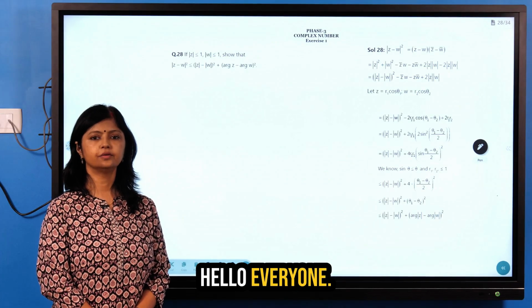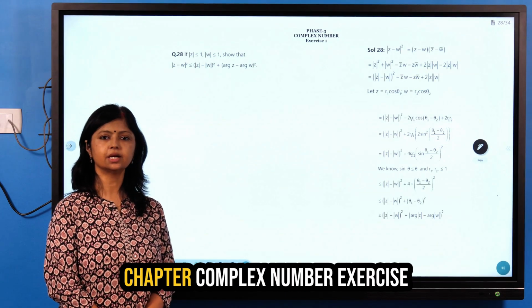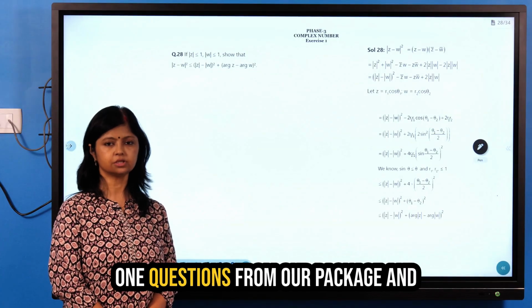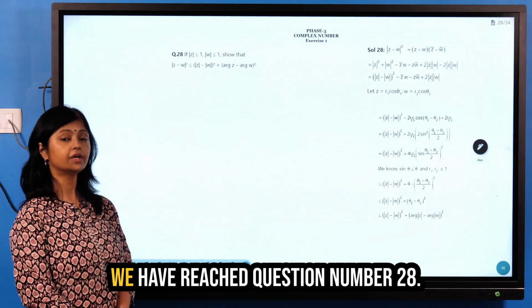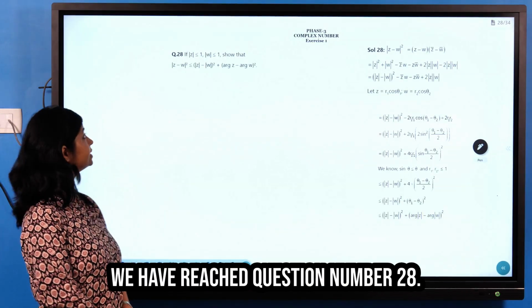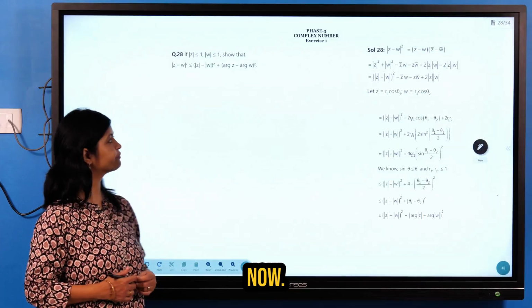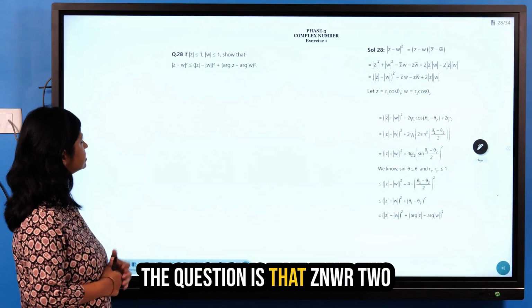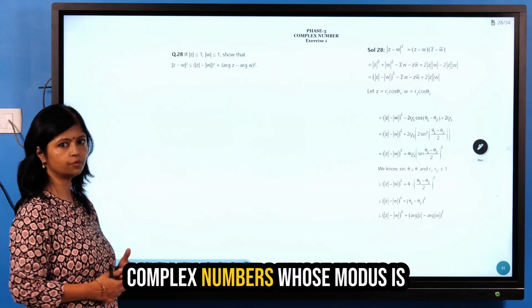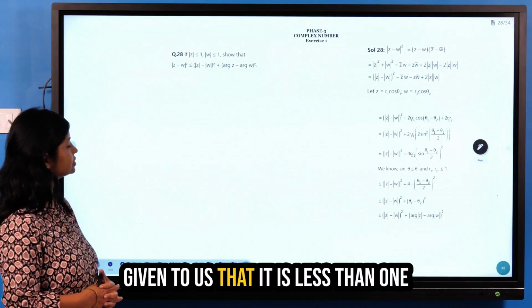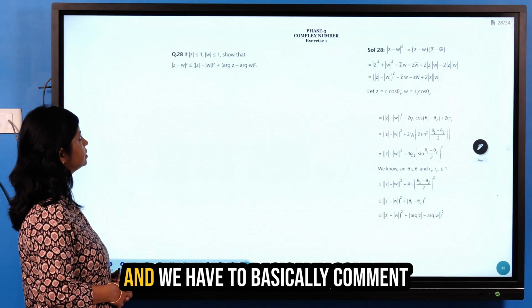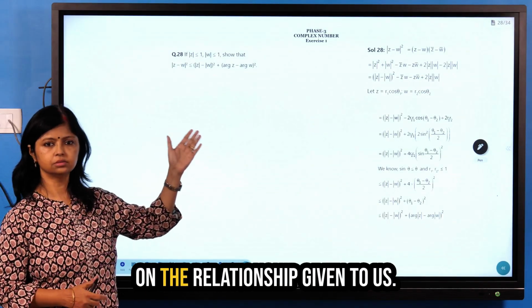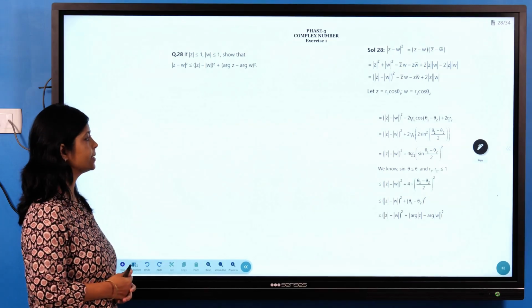Hello everyone. We are looking at phase 3, chapter complex number, exercise 1, questions from our package. And we have reached question number 28 now. So let's look at the question. The question is that Z and W are two complex numbers whose modulus is given to us that it is less than 1. And we have to basically comment on the relationship given to us.